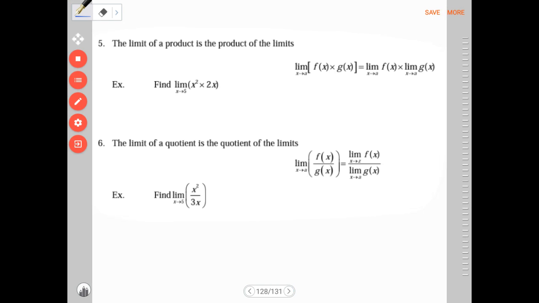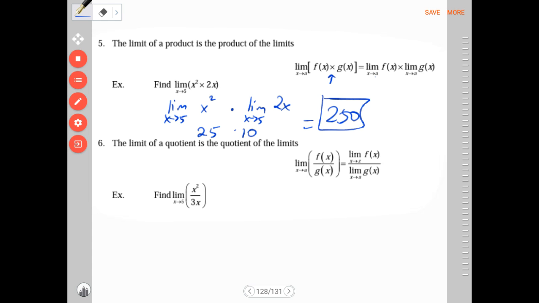Number 5. The limit of a product is the product of the limits. If I take two functions and multiply them together, all I have to do is find the individual limits and multiply those limits together. So this is going to be the limit as x approaches 5 of x squared times the limit as x approaches 5 of 2x. This one is 25. This one, 2 times 5, is 10. So 25 times 10 is 250.